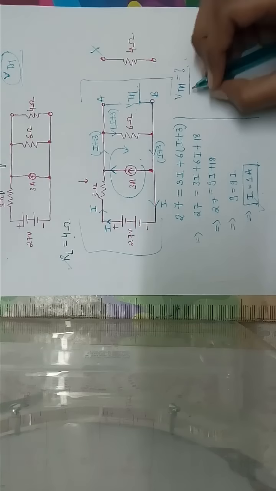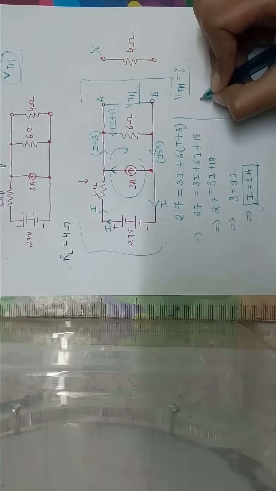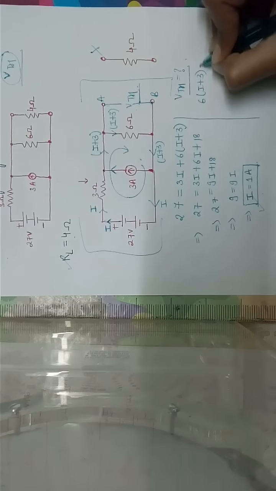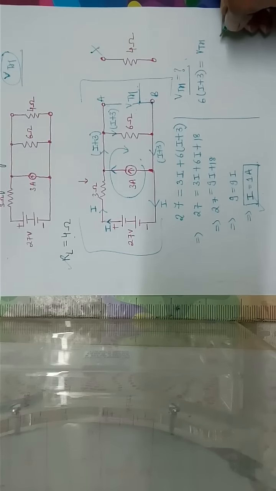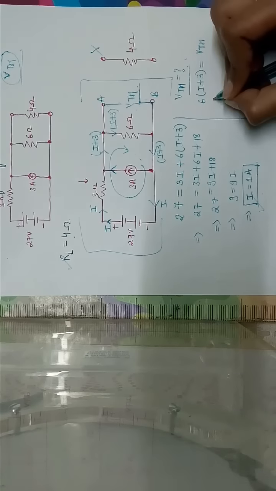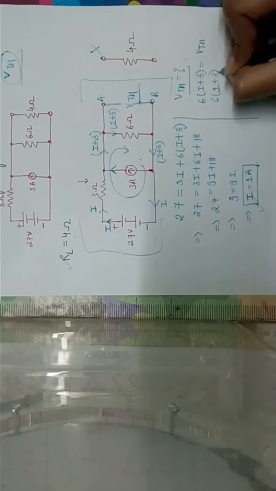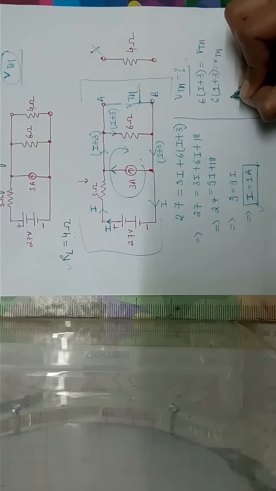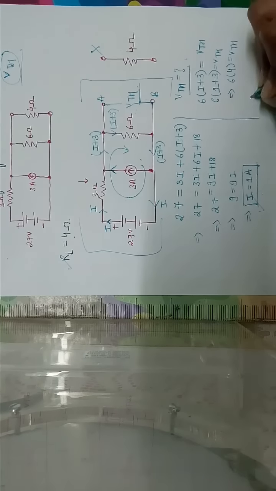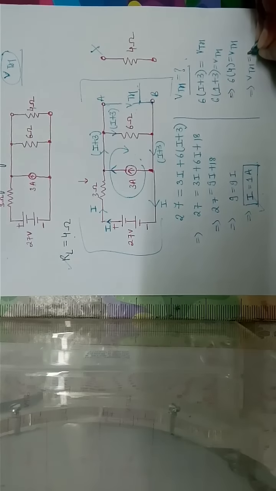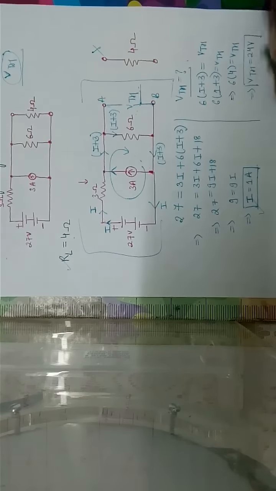So for VTH, we can put the equation as 6I plus 3 is equal to VTH. This is how we have used the loop law over here, and we have found this equation. Now we know the value of I is 1 ampere, so we can put it over here. 6 into (1 plus 3) is equal to VTH, which implies that 6 into 4 is equal to VTH, which further implies that VTH is equal to 24 volts.